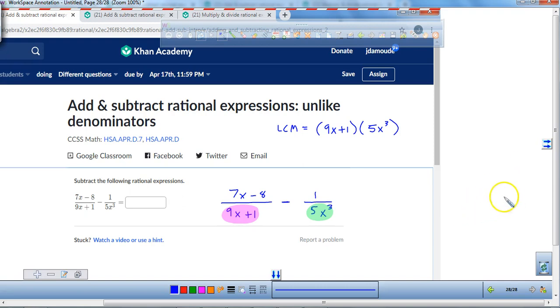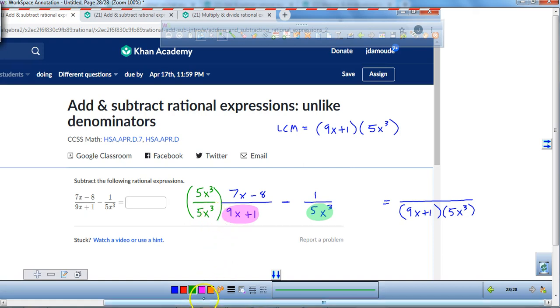So right now, what we're going to do is I'm going to give myself a little bit of room. I'm going to write down our common denominator, which happens to be 9x plus 1 and 5x cubed. And we're going to look over here and ask ourselves, what does this denominator not have? Well, this denominator does not have the 5x cubed. So I'm going to multiply the denominator by 5x cubed. Well, whatever I do to the denominator, I've got to do to the numerator. Alright, because technically we're just changing the way it looks. We're not changing the value of this expression.